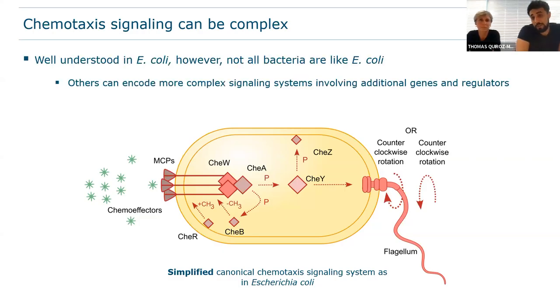But not all bacteria are created equally. And we know that what we find in E. coli does not necessarily translate to what we find in other bacteria. Others can encode more complex signaling systems that can involve additional genes and different kinds of regulators.